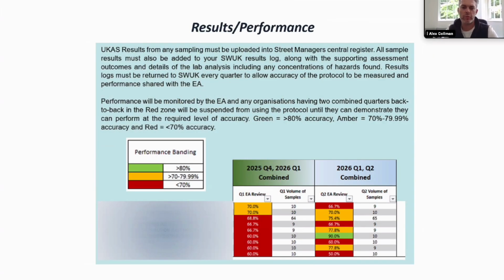Also, this is again from the protocol, the use of the protocol ongoing for businesses could still be affected by that correlation. So a drop in correlation below 70%, I think for two combined quarters, will mean that the use of the protocol is suspended for your business. Now, as I'm sure you know, that would be catastrophic in terms of having to then ultimately test every single excavation that you take, which isn't feasible. So getting it right early on is going to be really, really important.